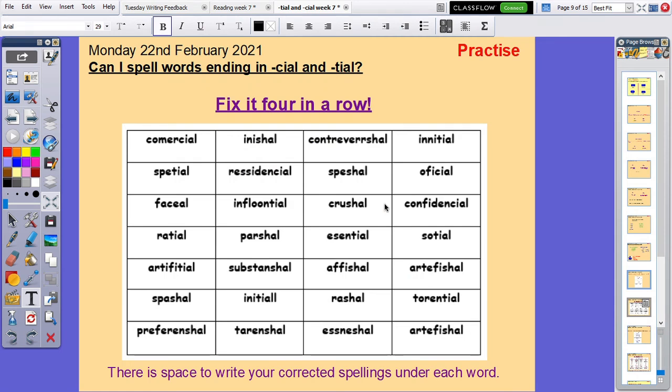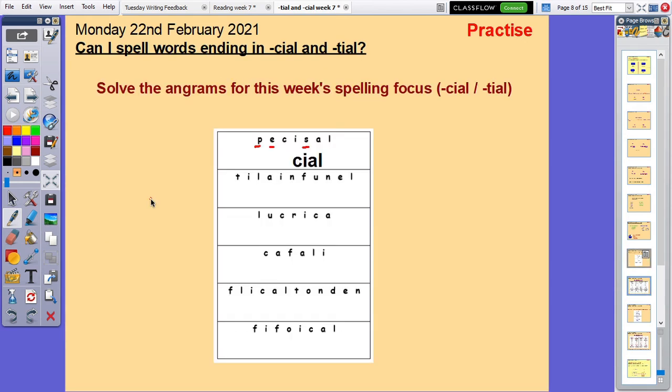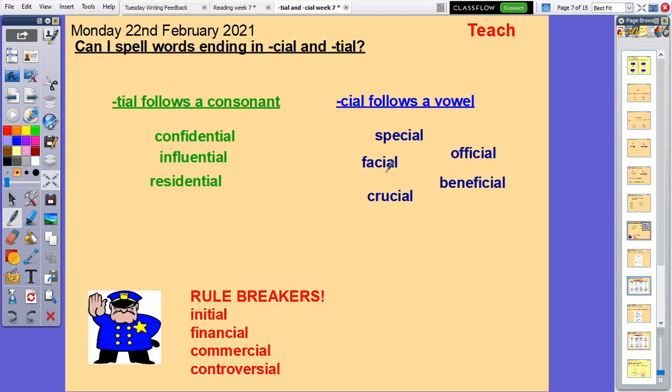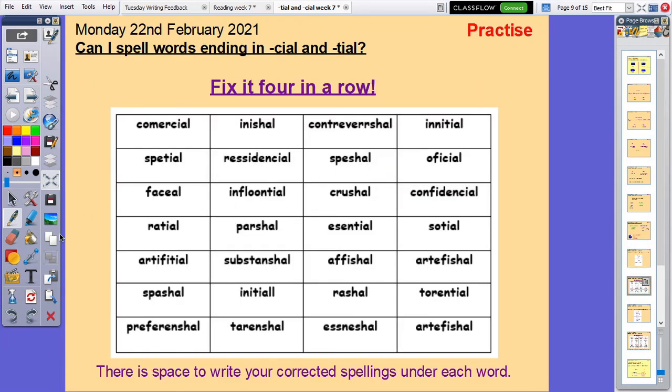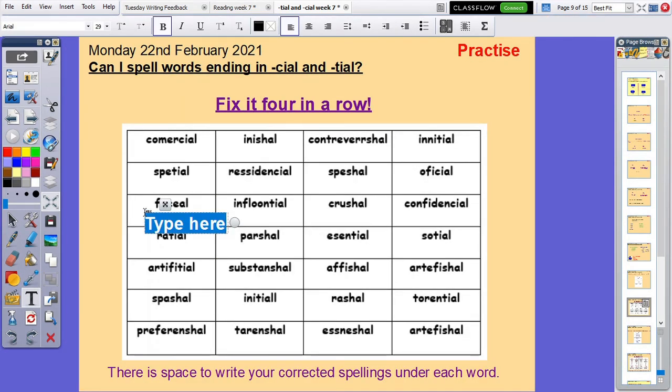Now the second activity is a game. Now you could just play this by yourself by correcting all of the words, but I thought perhaps you'd like to play 4 in a row or 4 in a line with someone at home. So the way to play this is you take it in turns. You pick one of the boxes. So for example, I might pick the word facial. That was a word that came up here. And look, I can see I've got the spelling. I've got my vowel. I know it's going to be a C. So here I can write the word facial.